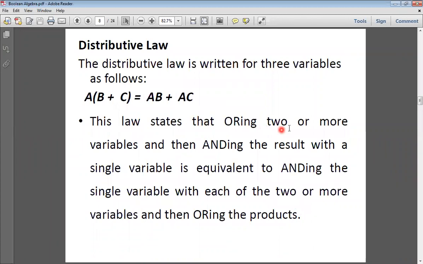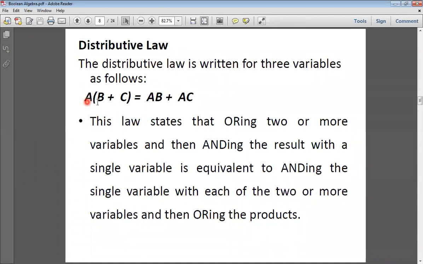Now this law states that ORing 2 or more variables, and then ANDing the result with a single variable. See, we are ORing 2 variables here. It can be more than 2 variables. And then we are ANDing the result with another variable, which is A here. This is equivalent to ANDing the single variable with each of the 2 or more variables, and then ORing the products.